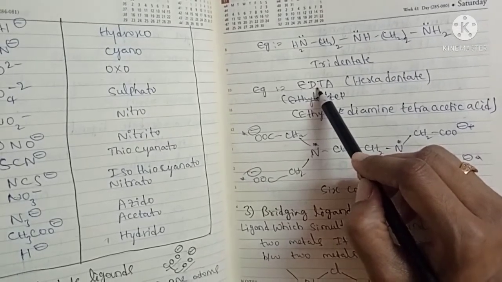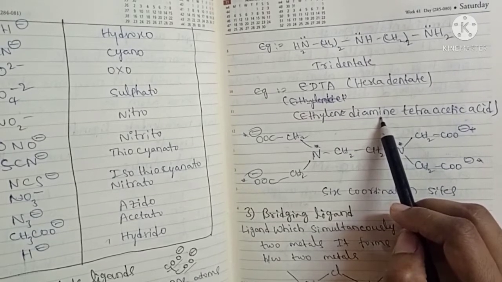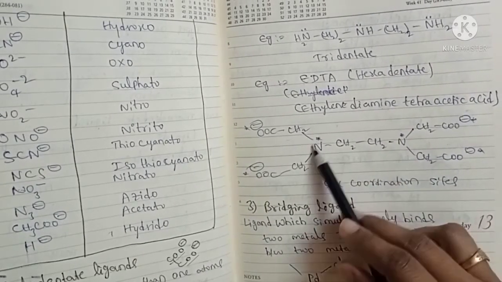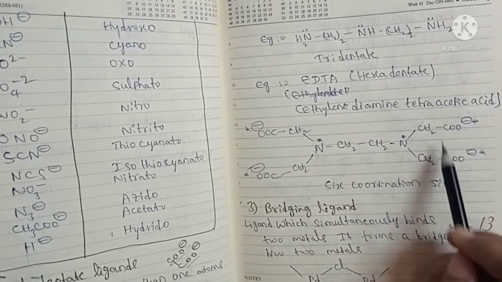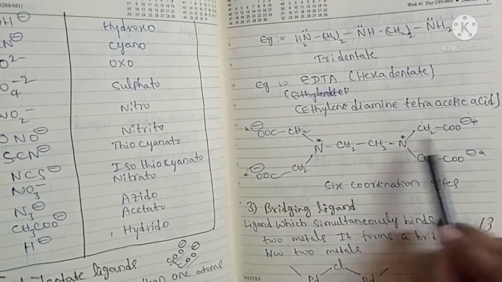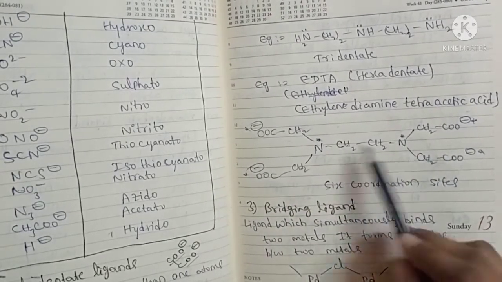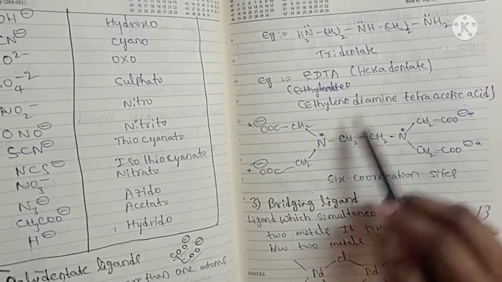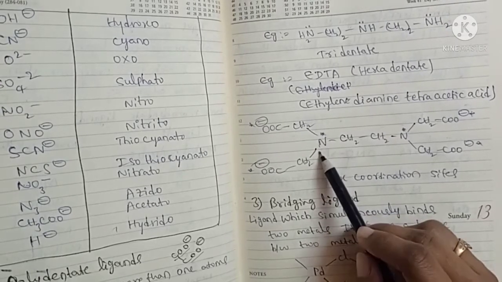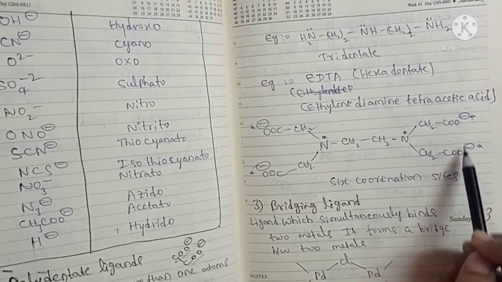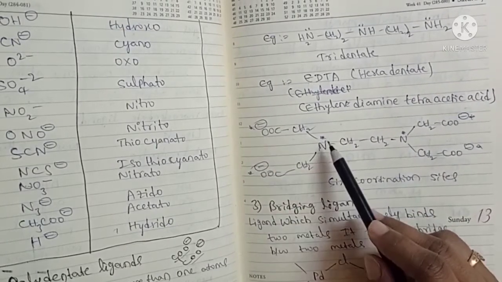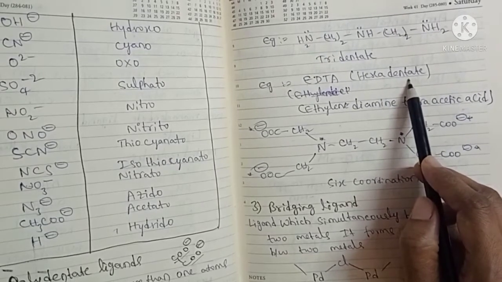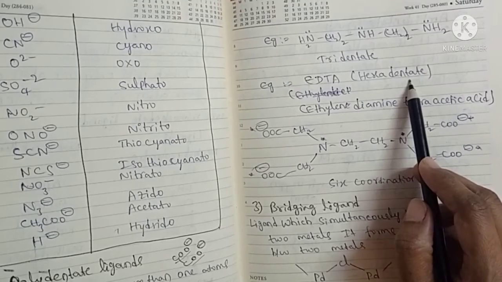And next EDTA, ethylene diamine tetraacetic acid, is called EDTA. The structure of this EDTA is like this: NCH2 CH2N. This is ethylene diamine, in which hydrogens are replaced by acetates, tetraacetate. So ethylene diamine tetraacetate is called EDTA. EDTA is a polydentate ligand. It has many donor atoms. Nitrogen is the donor atom. Here nitrogen, here oxygen, here oxygen, here oxygen, and here oxygen. So it is a polydentate ligand. At maximum it can donate as hexadentate, which means it can occupy 6 coordination sites around the metal.